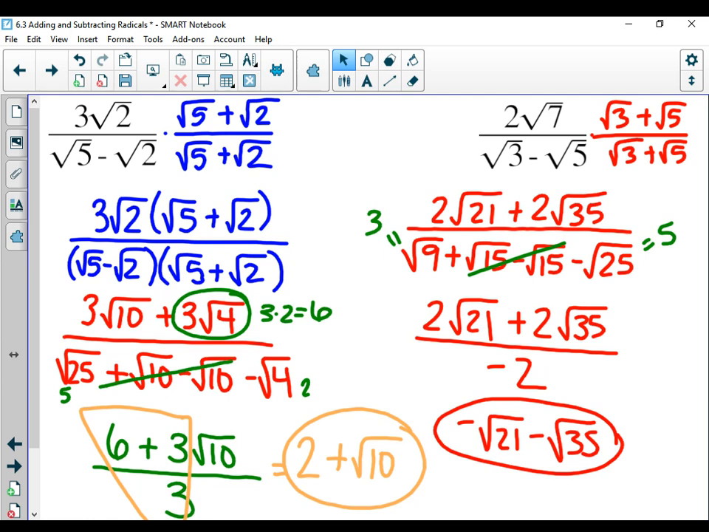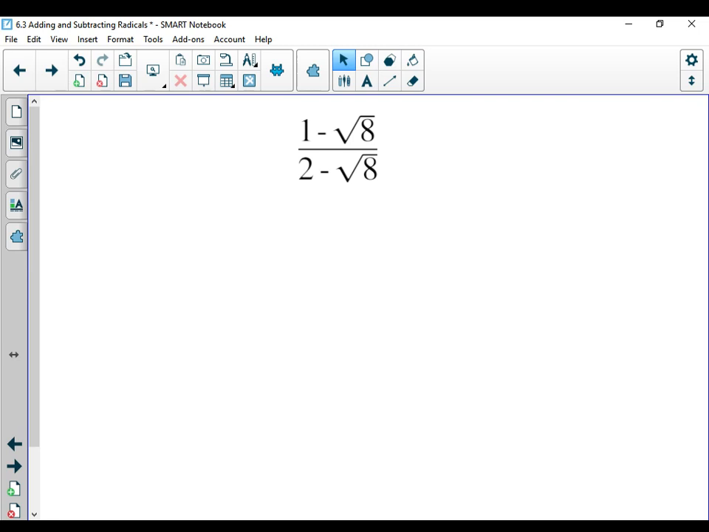Okay? As promised, one more problem. And as promised, I'm going to up the game a little bit more. We're going to do a binomial over a binomial. Our main goal is that the denominator doesn't have a radical in it. So if that's the case, I'm still only interested in the conjugate of the denominator. Okay? Not the conjugate of the numerator. I want the conjugate of the denominator. Try this one out, and this will be our last one.